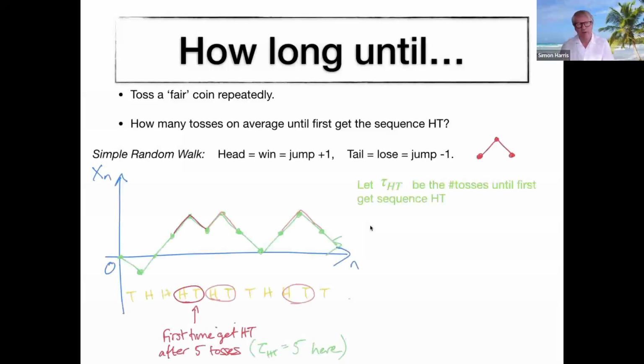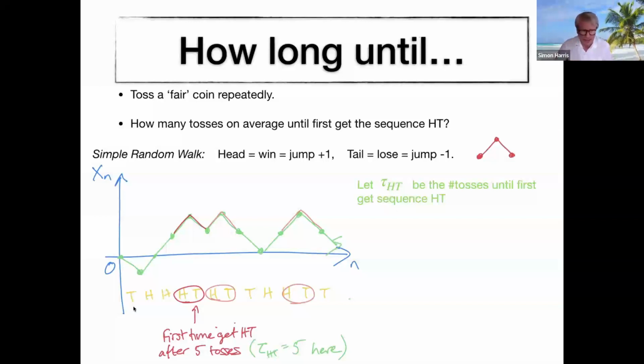So actually we can rephrase this in terms of a simple random walk. If we think of a head as a win, and that's moving up 1 for the random walk, a tail is a loss, and that corresponds to jumping down by -1 in the random walk. So getting a head tail when we're tossing our coin is the same as getting an up followed by a down in the path of the random walk. We want to know how long on average until we first see this sequence, this bit of shape in the path of the random walk.